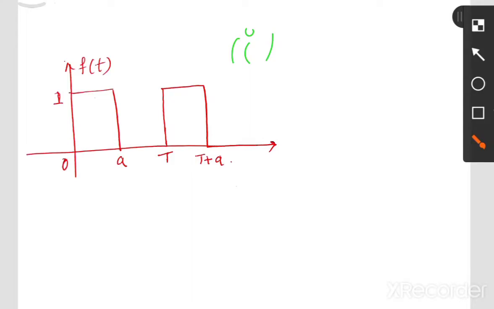Now we'll find the Laplace transformation of these standard functions. First we'll see the unit step function, that is u of t. Since we know its definition, u of t equal to 1, its magnitude will be 1 for t greater than or equal to 0, and it will be 0 for t less than 0. So it's a function as we know.